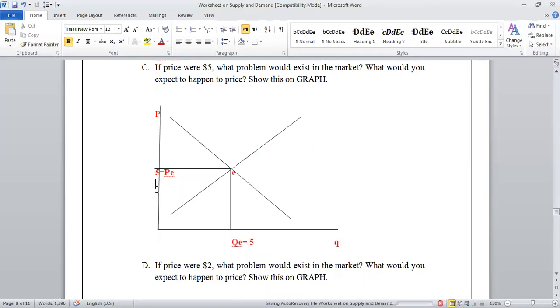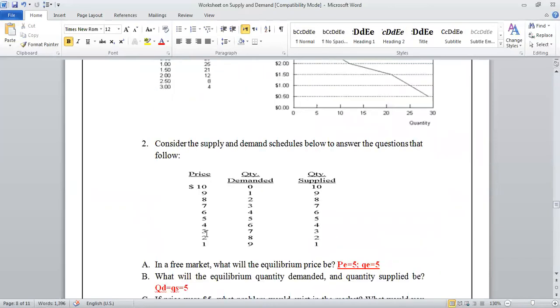When you are below equilibrium, this is at 2 right here. Okay, so let's go back at the price of 2. What's quantity demanded? It's 8. What's quantity supplied? It's 2. So which is bigger here, quantity demanded or quantity supplied? Quantity demanded is bigger than quantity supplied.